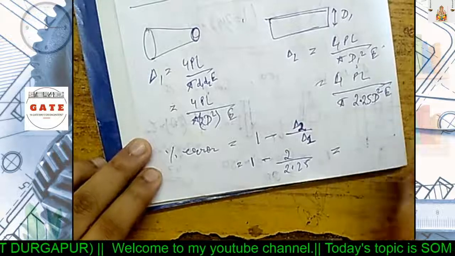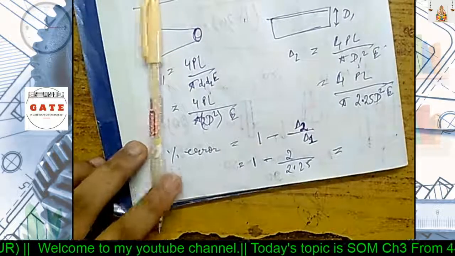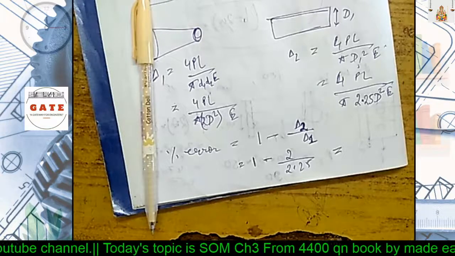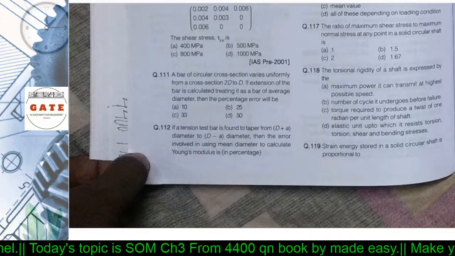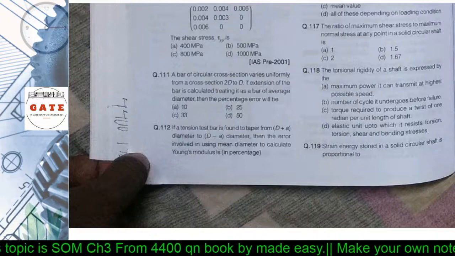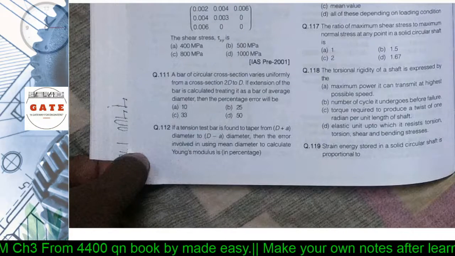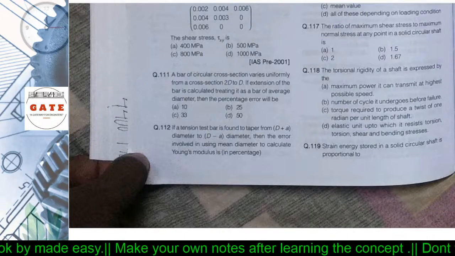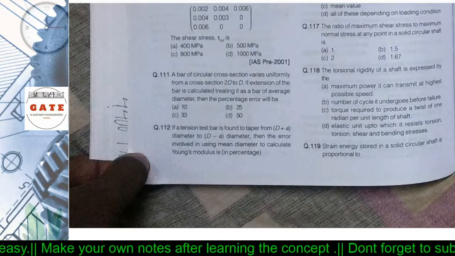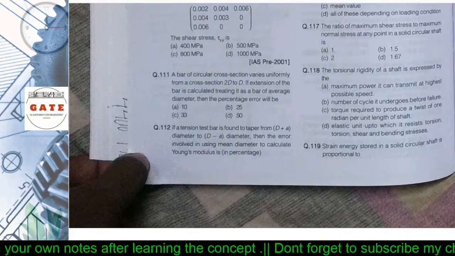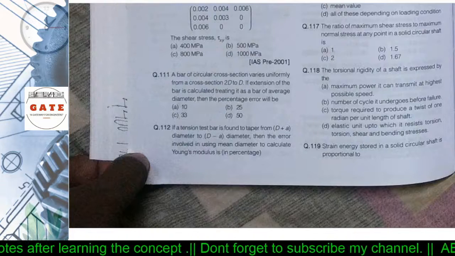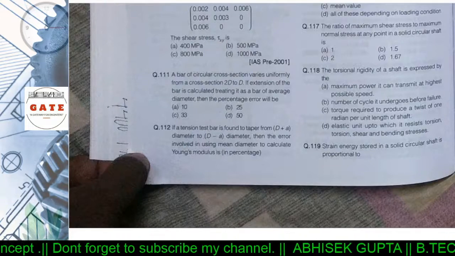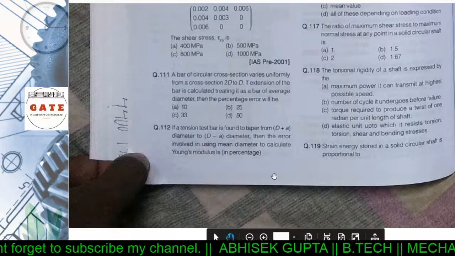So the answer comes out to be, this is with 111. Okay. Option A, 10%. The answer is coming out to be 11.1%, but the closest option is option A, that is 10%. 10% is the change. So question number 111 is option A, 10% is the error.